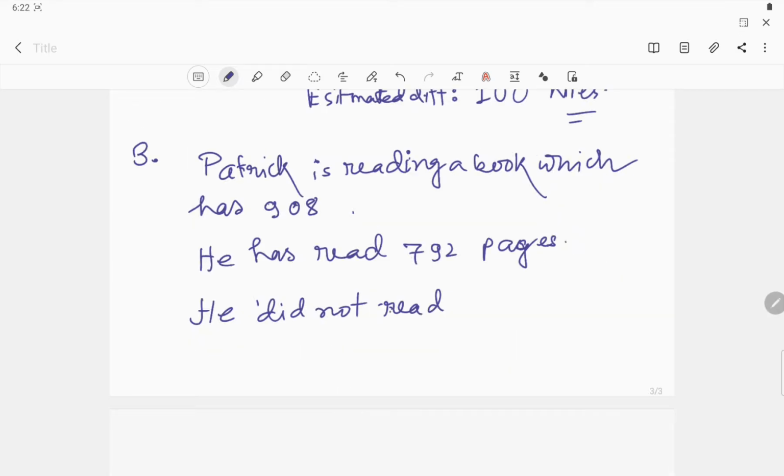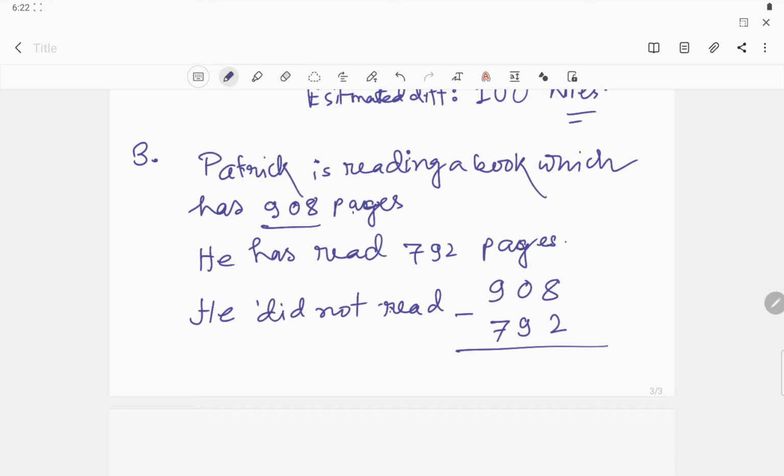Question number 3. Patrick is reading a book which has 908 pages, right? And he has read 792 pages. So how many pages are unread? Find the actual and estimated difference to the nearest 100. So how many pages are in the book? 908, and he has read 792 pages. So how many pages didn't he read? You have to do subtraction. So 908 and 792, right?